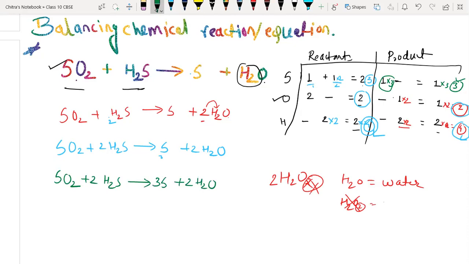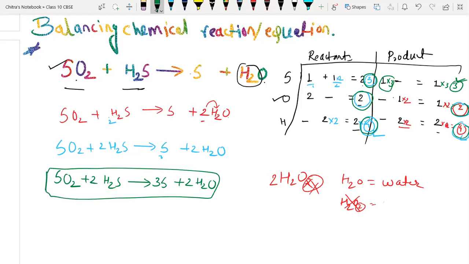Now we have to check finally whether the reaction is balanced or not. On the sulfur side, on the reactant side we have 3 sulfur atoms. Same on the product side, we have 3 sulfur atoms. So sulfur is balanced. Oxygen is also balanced. We have 2 atoms on both sides. Hydrogen is also balanced. On the reactant side we have 4, and also on the product side we have 4. It means the reaction is now balanced. So this is the way. This is the balanced chemical equation.